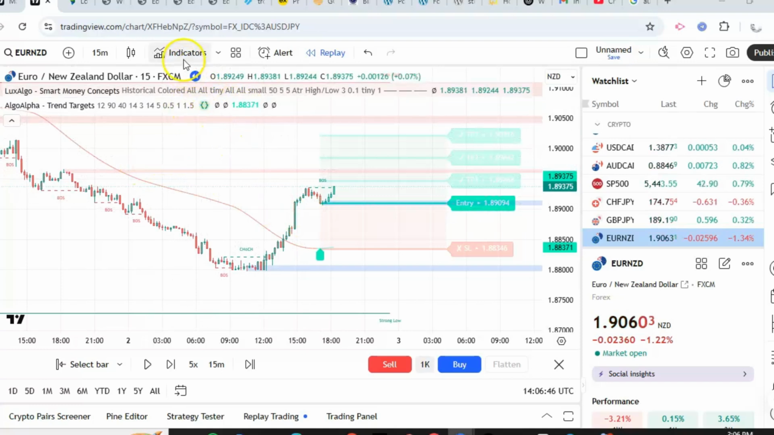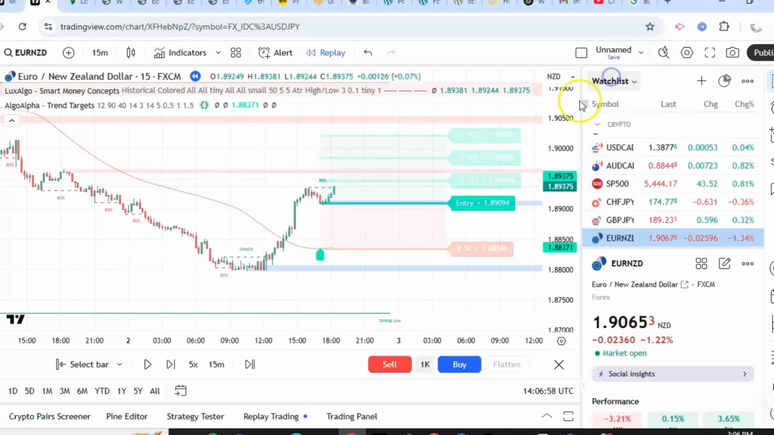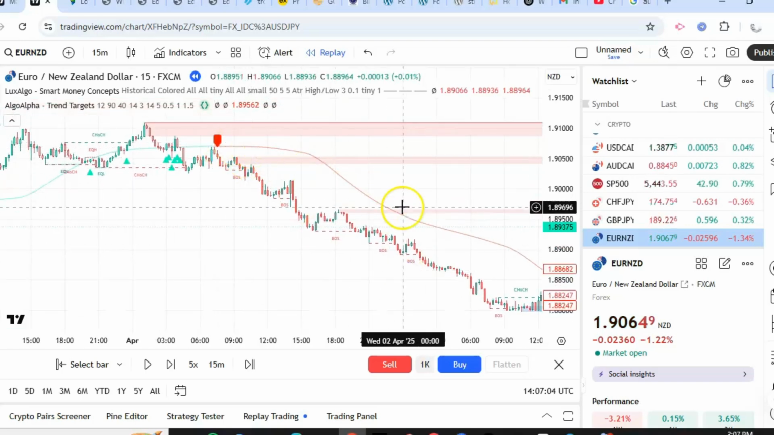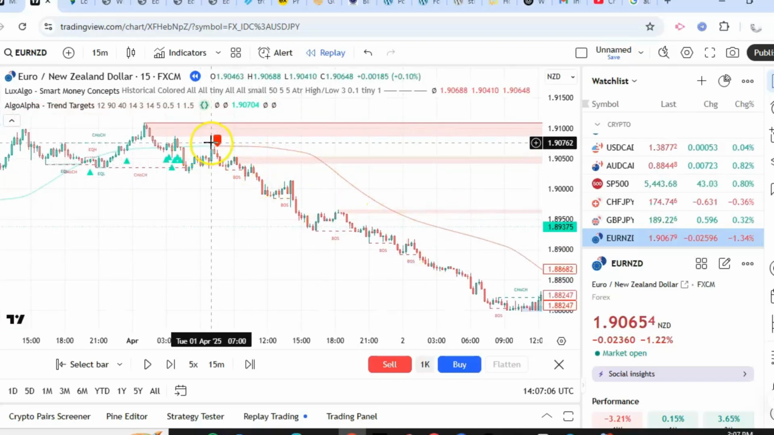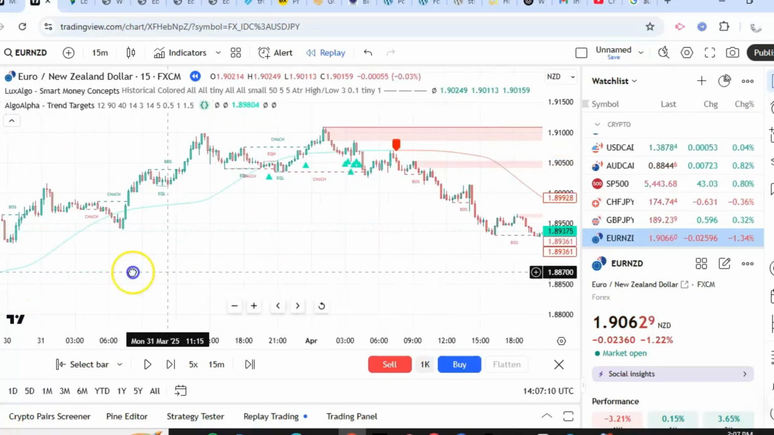So what you do is just go to your indicator button here, then search for, I have it in my favorites already, search for Trend Targets by Algo Alpha, then put it in your chart. Okay, so what you see is this line, these trend signals.